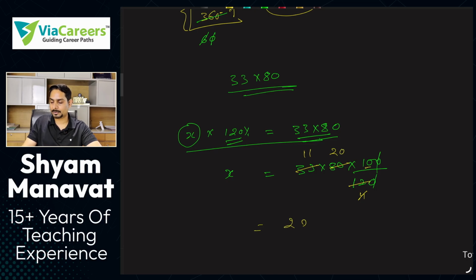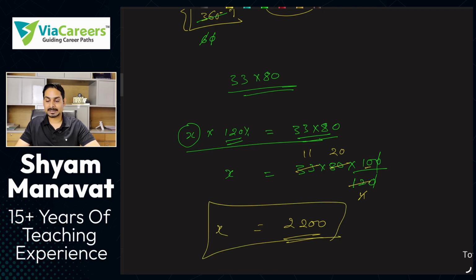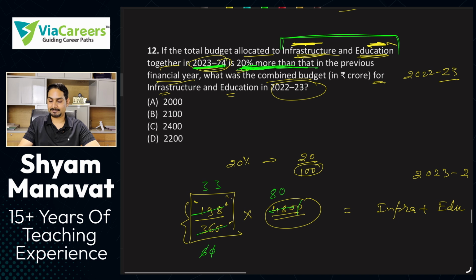So what you get here is 2200, right? That was the fund allocation to education and infrastructure in the previous year. Do we have this in the option? Yes, option number D is our answer. Correct? Okay.